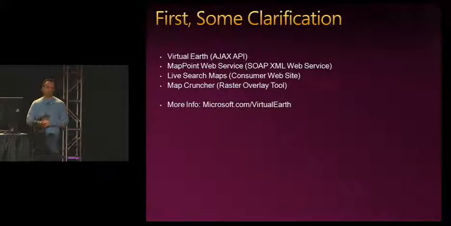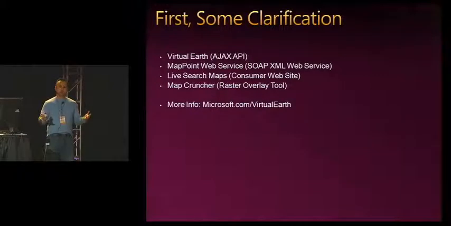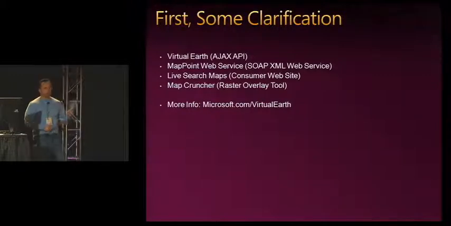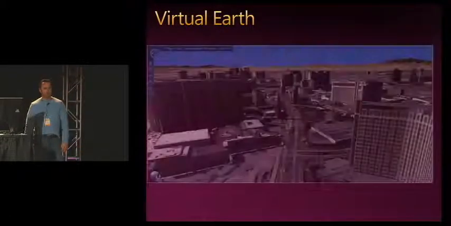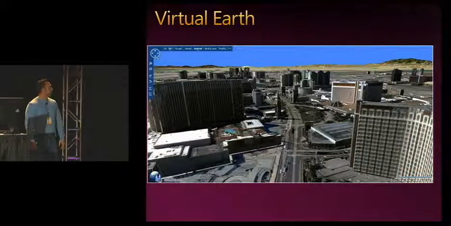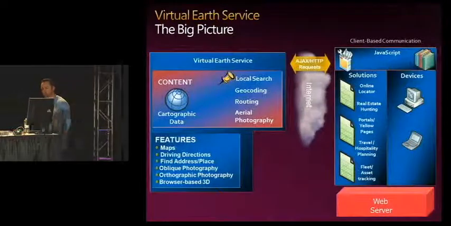And then we also have MapCruncher, which is a tool that came out of Microsoft Research. Basically what it allows you to do is take your own images, your own maps, quote-unquote crunch them or rasterize them and overlay them on top of Virtual Earth so you have a native integration with these rasterized maps and Virtual Earth maps. For more info, you can go to this website here. So, without further delay, let's go into what exactly is Virtual Earth and some of its features.